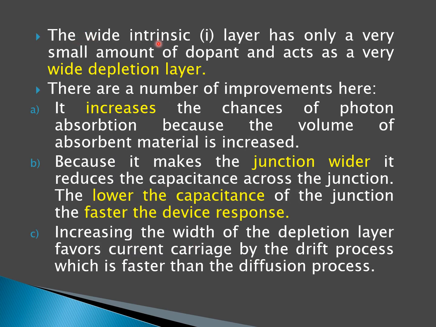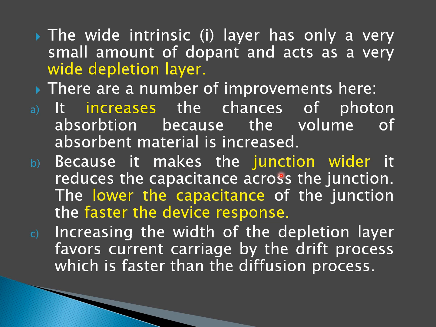The intrinsic layer has only a very small amount of dopant, and it acts as a very wide depletion region. As I've mentioned before, it has a thicker or wider depletion region for the PIN photodiode. There are a number of improvements here. It increases the chances of photon absorption because the volume of absorbent material is increased, so more photons will be absorbed.